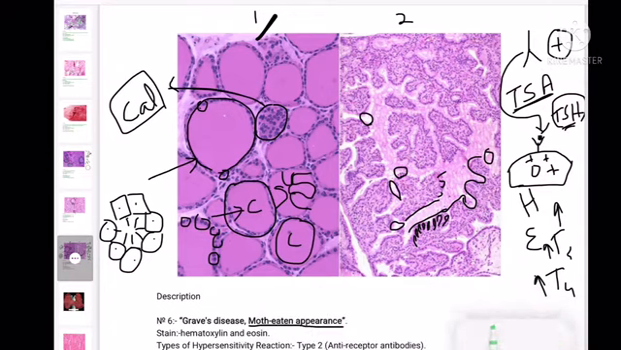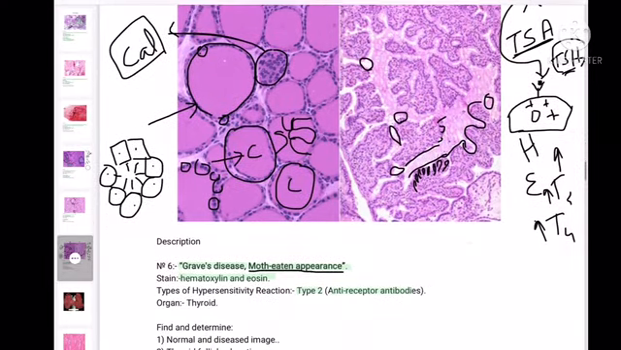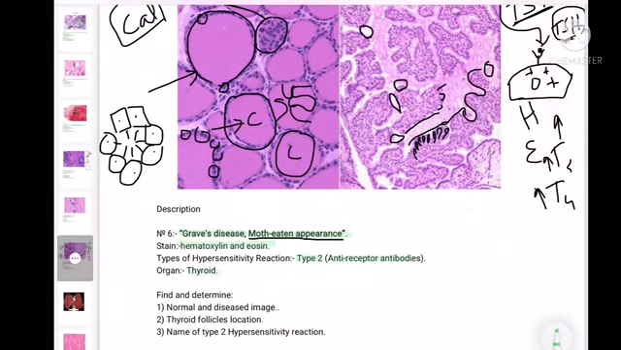So what is this? This is Graves' disease, mouth-eaten appearance, H&E staining. Which type? Type 2 hypersensitivity reaction, that is, anti-receptor antibodies, but they are not inhibitory, they are stimulatory antibodies. The organ is the thyroid, normal and diseased. This one is normal, this one is the diseased one. Thyroid follicle location: all these are thyroid follicles.